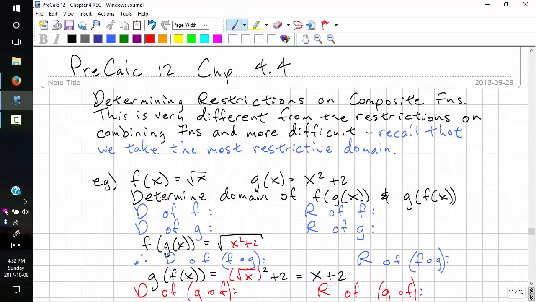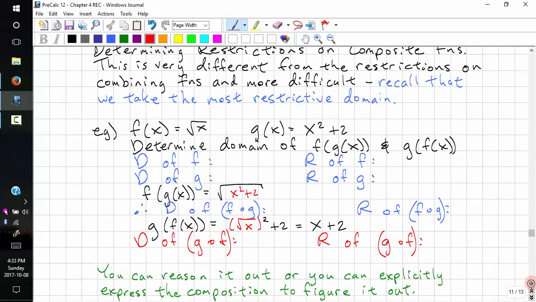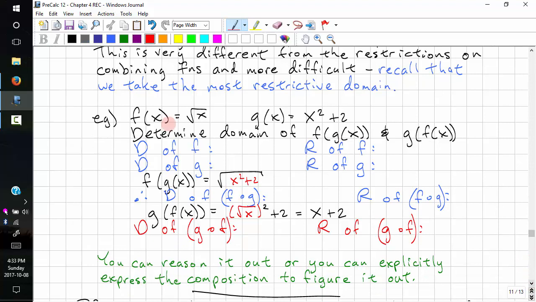This is PreCalculus 12, Chapter 4.4. We're going to be determining restrictions on composition functions. And this is very different than restrictions on combining functions and are more difficult. Recall that we take the most restrictive domain for combining functions. And the only way to do this is through an example.